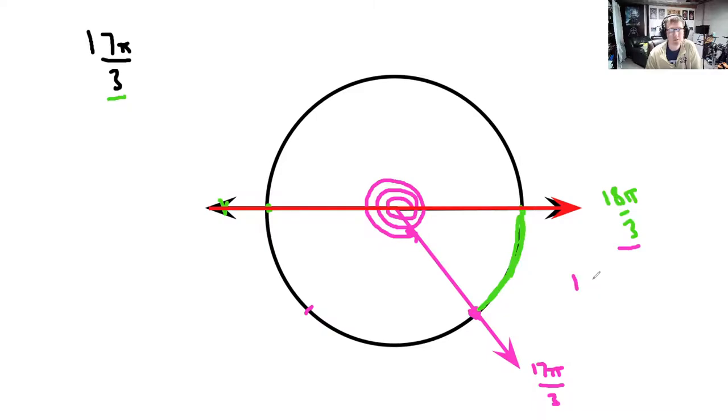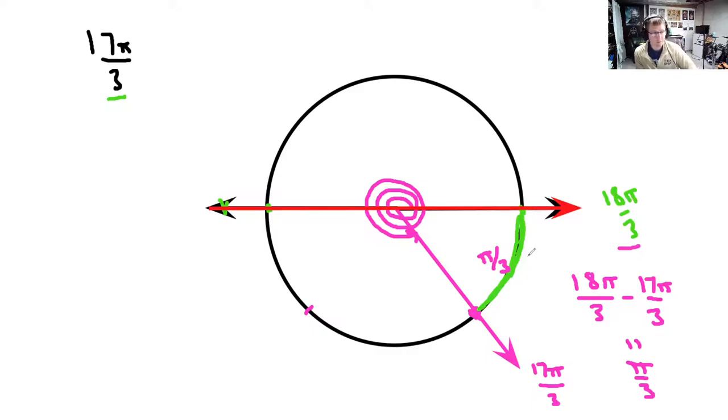Well, we just got to do a little subtraction at this point. So we got 17 taken away from 18, which leaves us with just 1. So we've got 1 pi over 3 left. It's a pi over 3 angle, which in terms of degrees is actually 60 degrees.